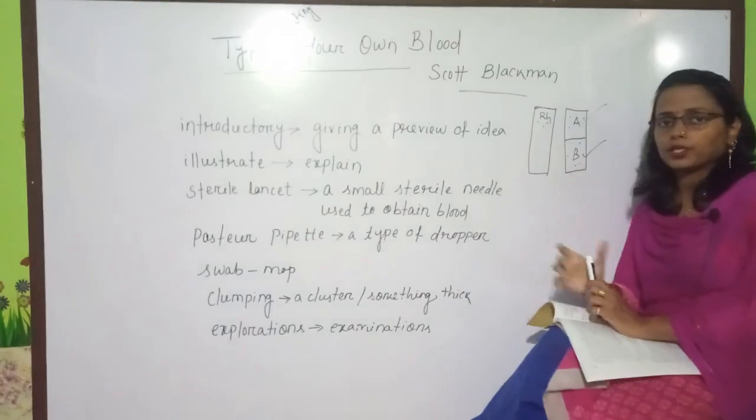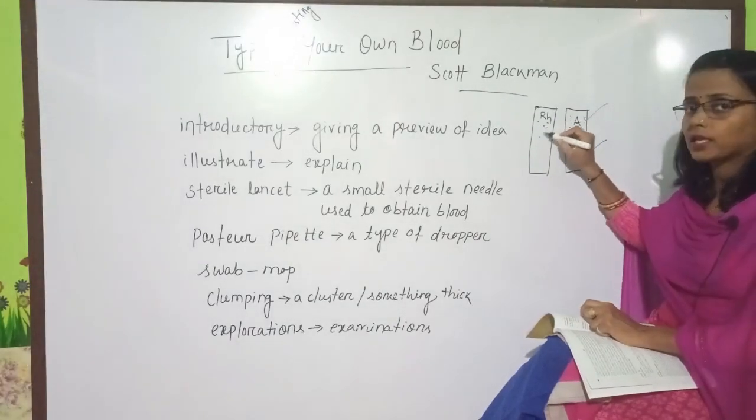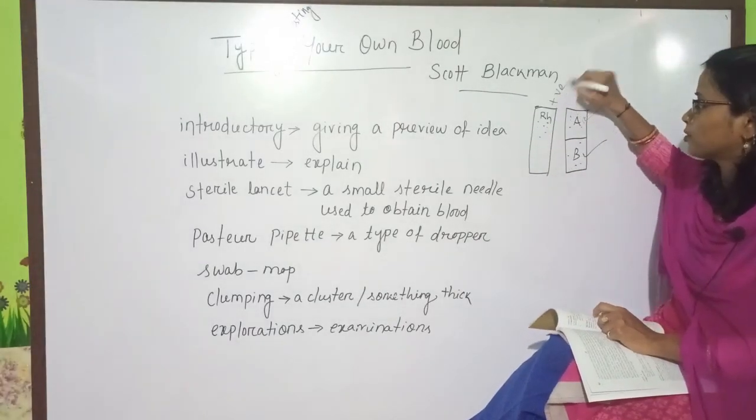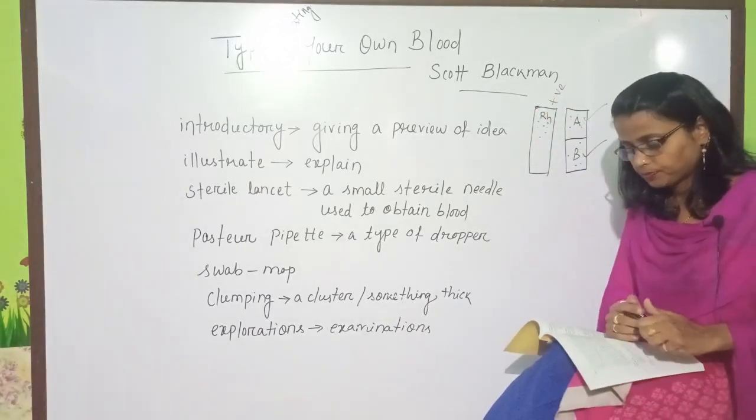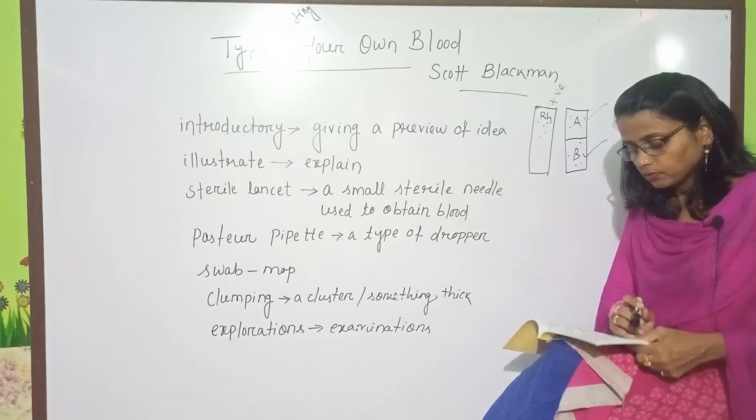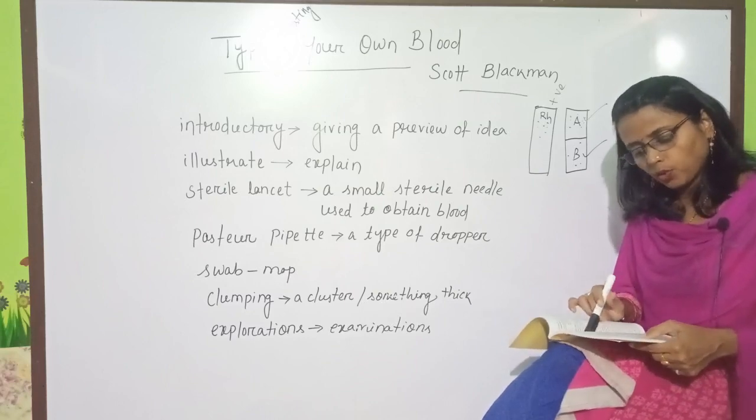Now, what is this RH? If RH clumping is taking place, it means you have positive blood group. If there is no clumping in RH, it means you have negative blood group. So, no clumping denotes O blood.